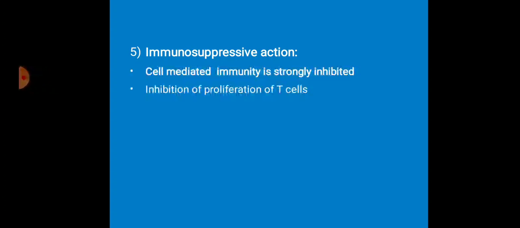Next action is immunosuppressive action. Corticosteroid is well known as an immunosuppressant. It mainly affects cell-mediated immunity, which is mainly involved in the rejection of transplanted organs, or in autoimmune diseases. It inhibits the proliferation of T cells.